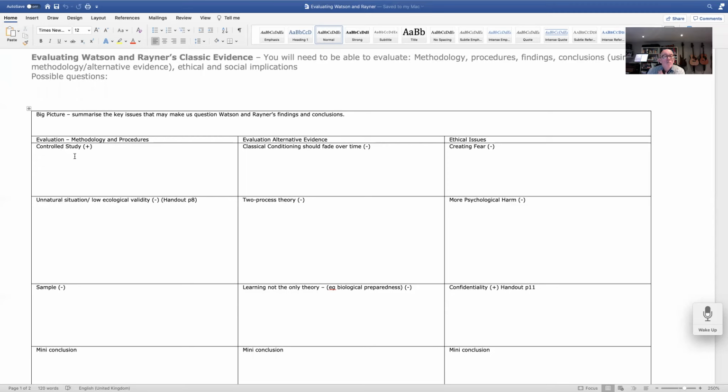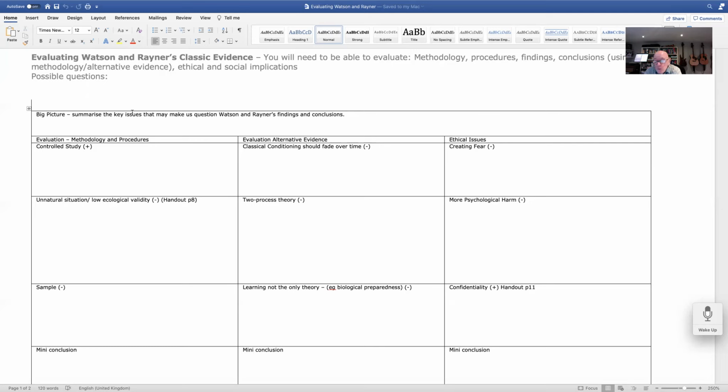You might ask yourself about how unnatural the situation is, and whether it's got ecological validity, and that would be a negative point. We'd then be looking at the sample. The sample is obviously very small. It's just little Albert himself. So you want to be asking yourself questions about whether you can draw any conclusions from that one person. And there's lots of ideas that you can have there about whether Albert was really suitable and whether you can generalize anything from Albert's behavior.